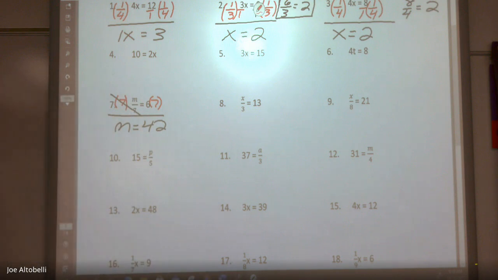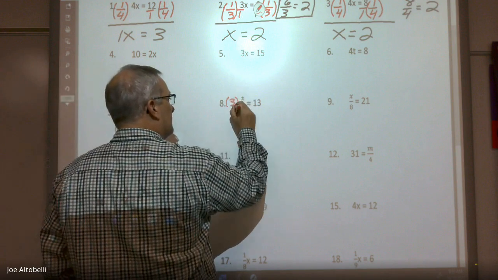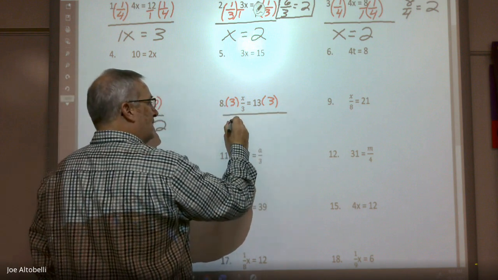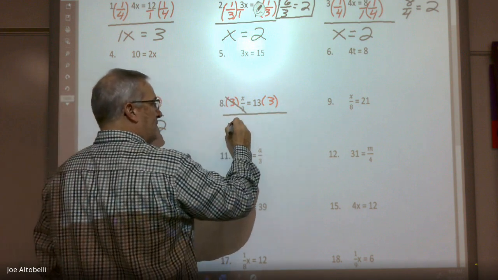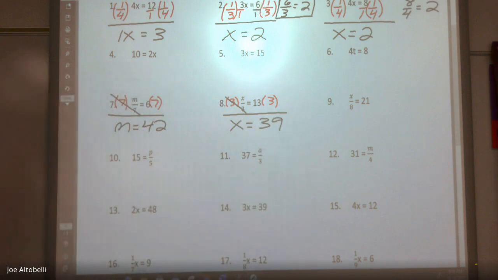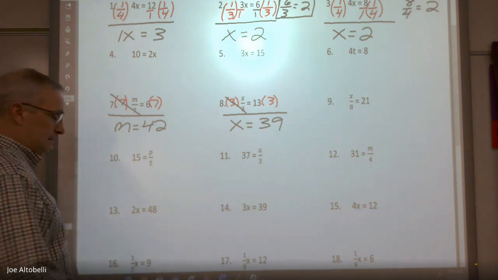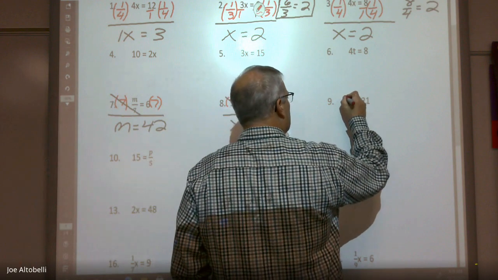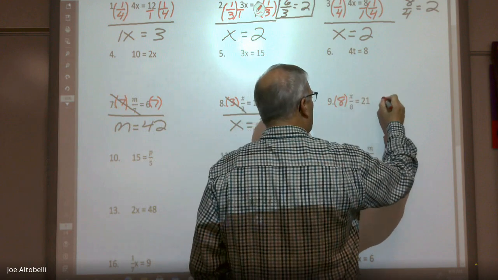Number 8, what am I going to multiply by? 3. So we multiply by 3, and again that cancels. So I just have x equals 39. Make sure you're writing all of this down. You have to have it all written down to get credit for it. And then number 9, what are we going to multiply by? 8.